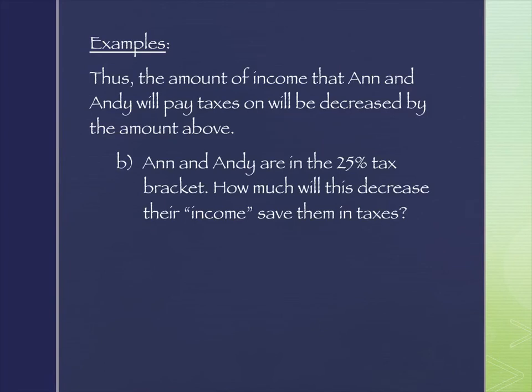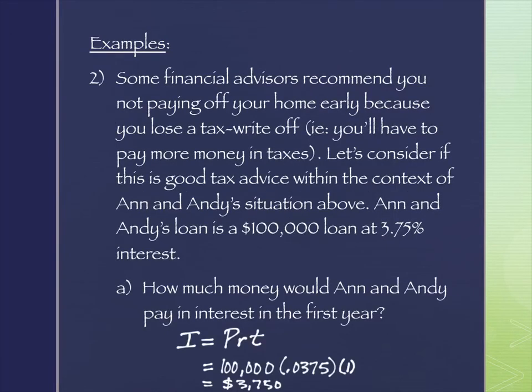So the amount of income that Ann and Andy will pay taxes on will be decreased by the above amount. It doesn't mean that they don't pay $3,750 in taxes. It means that whatever income they make, you can take off the $3,750 and then you only pay taxes on that remaining part. So basically, they're not going to pay taxes on this amount. That's the way it works.